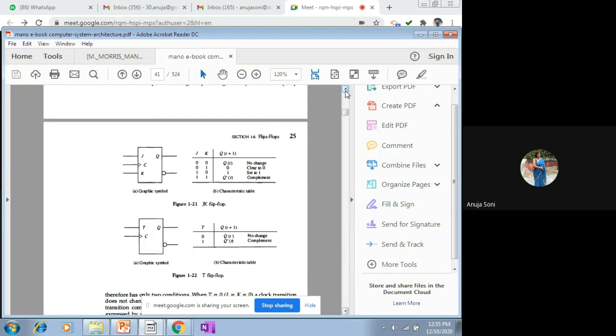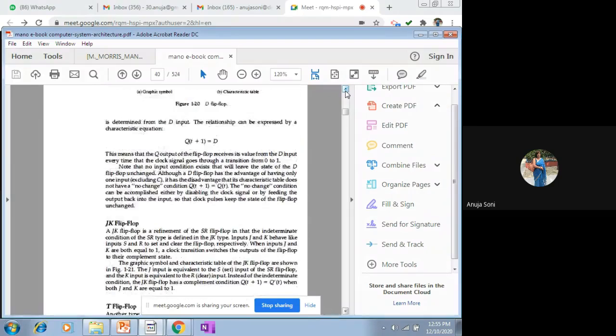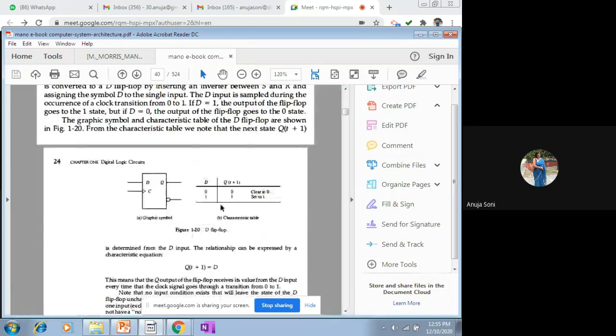Now we come to D. How is D working? I told you earlier that the input that goes in is the same output that comes out. Only a single input variable is there and a single output variable is there. Whatever input went, the same output came. 0 0 0 input went.